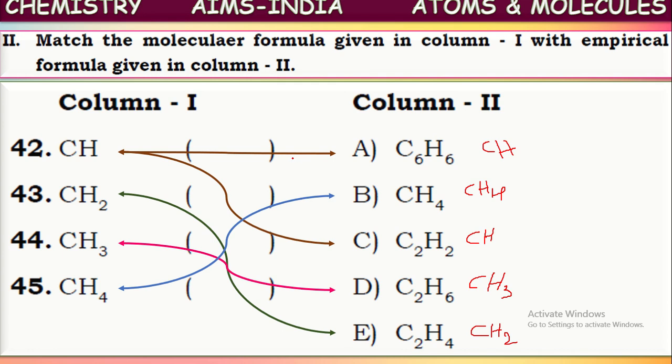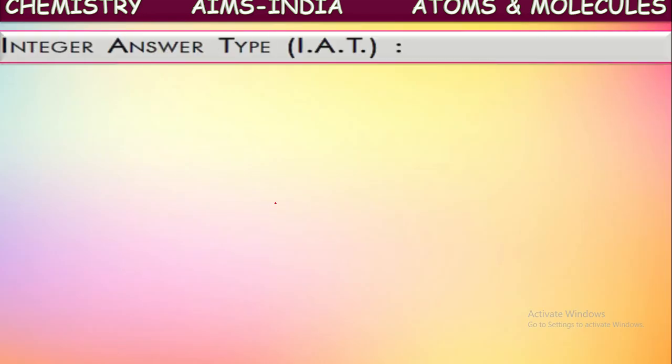Okay, observe these ones. How do we get the empirical formula from the molecular formula? When the highest common factor from the number of atoms of each element is eliminated, then the obtained formula is called the empirical formula. The formula which represents the simplest ratio of atoms present in a molecule is called the empirical formula. Okay. Next, integer answer type questions. Let us see here.